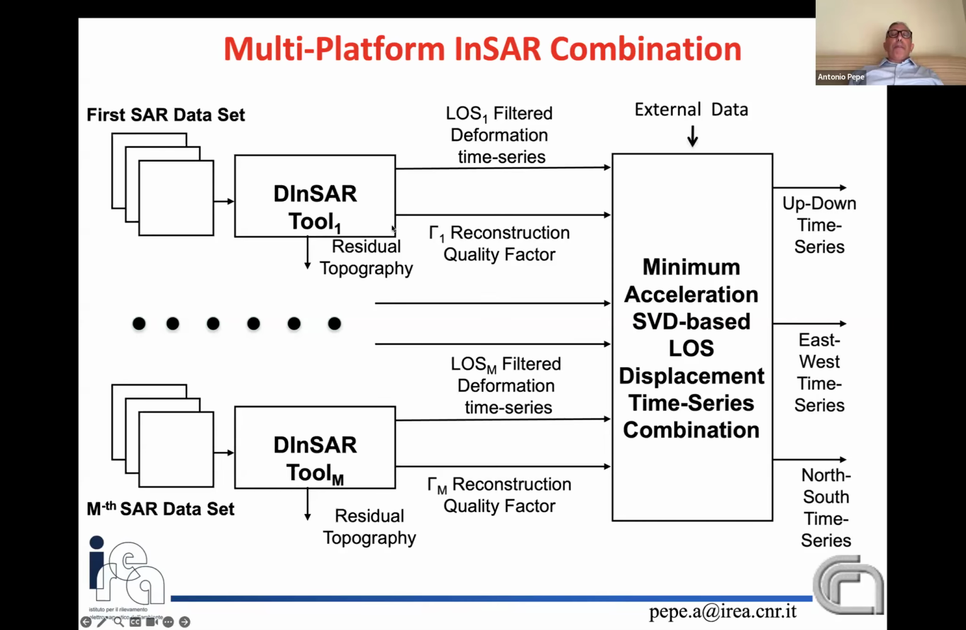As we said before, using only satellite data, the information related to north-south is limited, but actually this black box can also include external data. So maybe GPS data, other kinds of data, maybe data acquired using amplitude information, now also using optical data. This is the general framework.